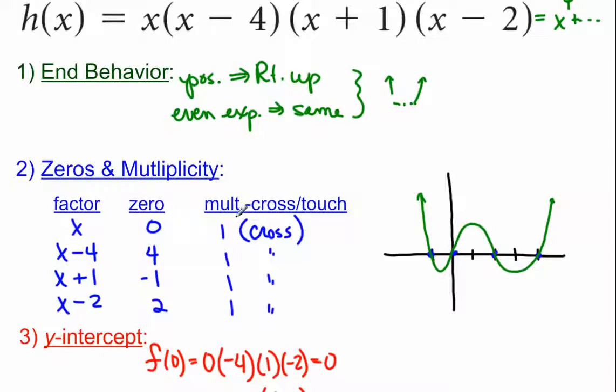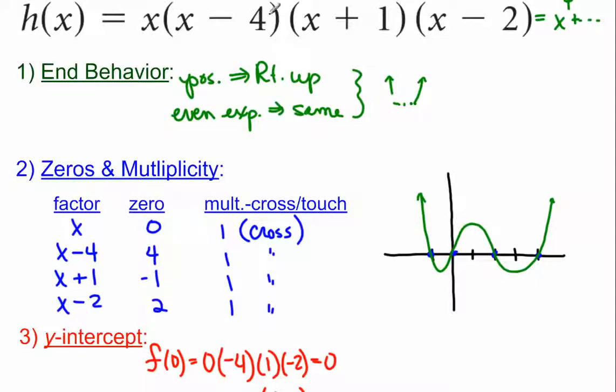Since there were no exponents, the multiplicity for each of these is 1, which means we're crossing at each one of these zeros. Now if I'm sketching this on paper, I mark my 0 here on 0, and at 4, and at negative 1, and at 2. And I know that I'm going to cross through all of those. The last thing we'd want to do is the y-intercept.